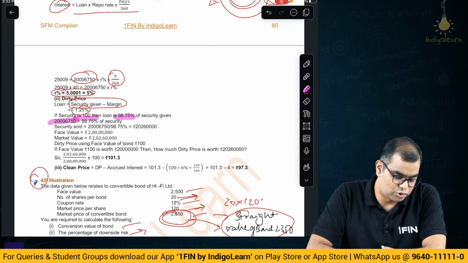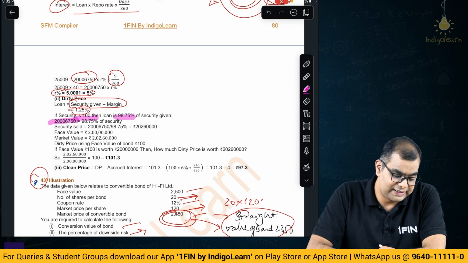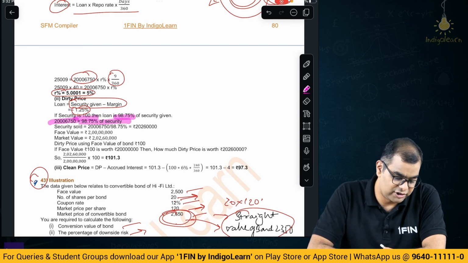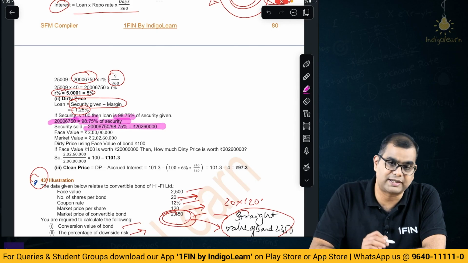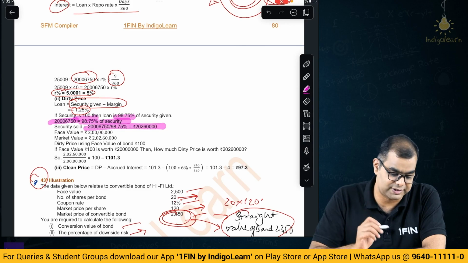So, if 200,6750 is the loan given, then it represents 98.75% of the value of the security. So, the security sold value is 2,026,000. How did you arrive at it? You divide 200,6750 by 98.75%.